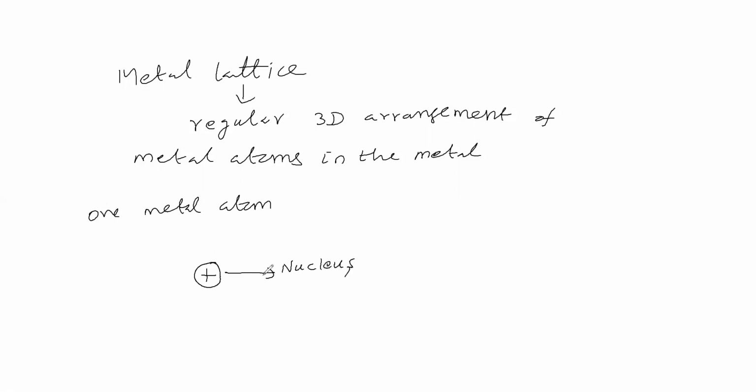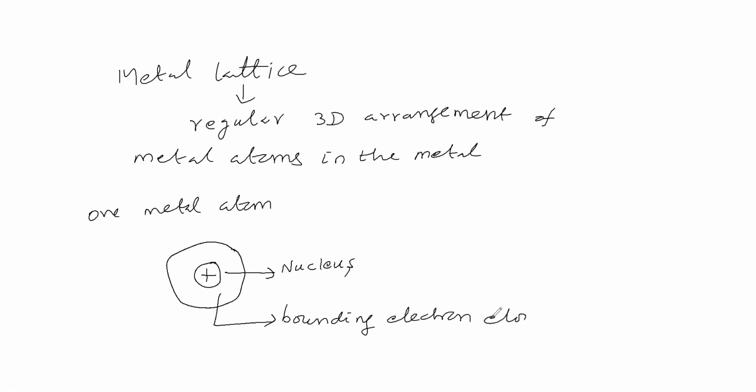Around the nucleus, what is there? The bounding electron cloud is present. Bounding electron cloud means this electron cloud will not move from one metal atom to another metal atom. It will be present only in one metal atom, around its own nucleus.